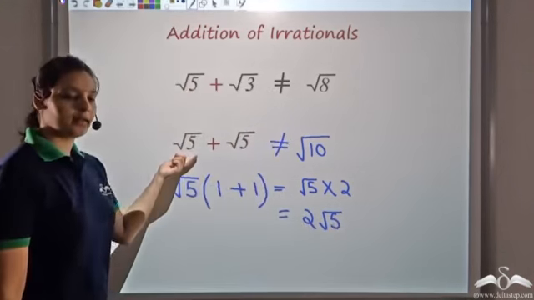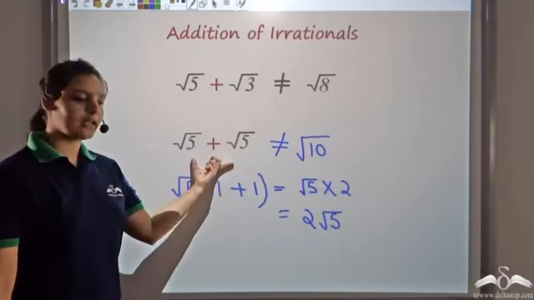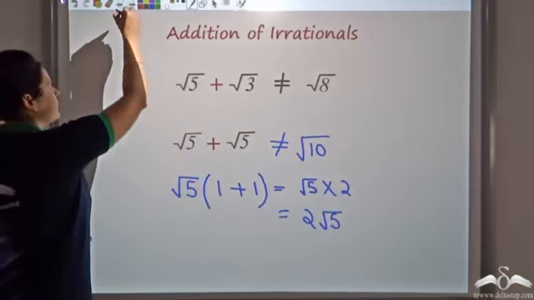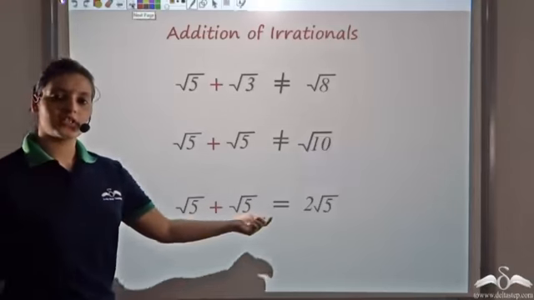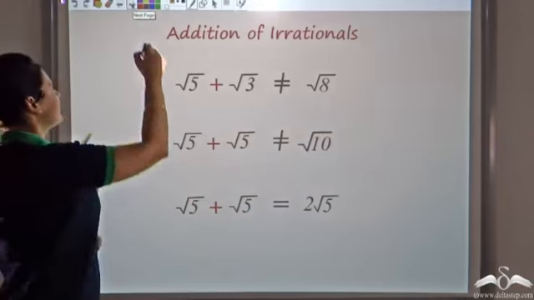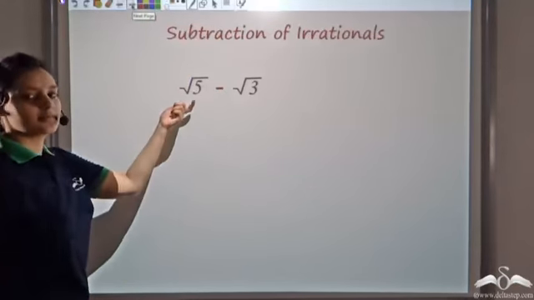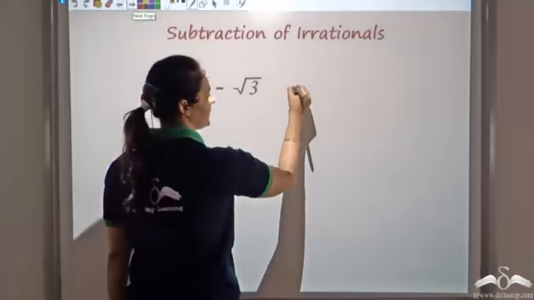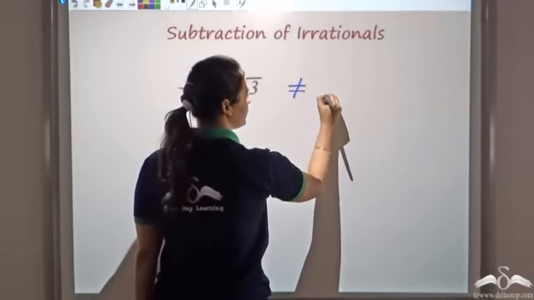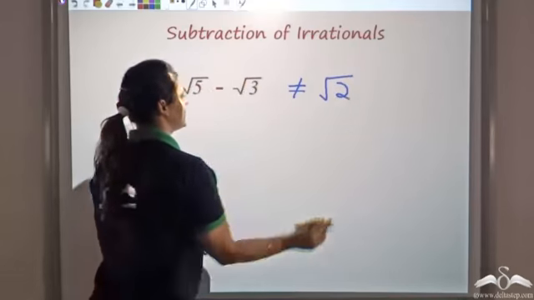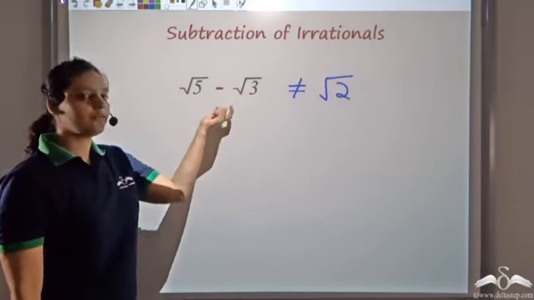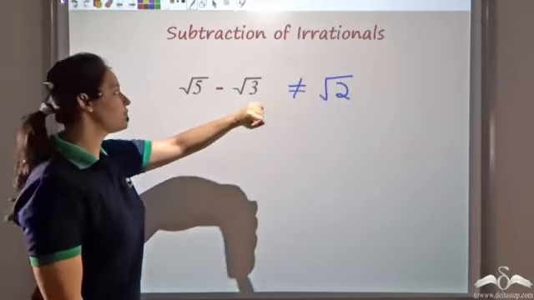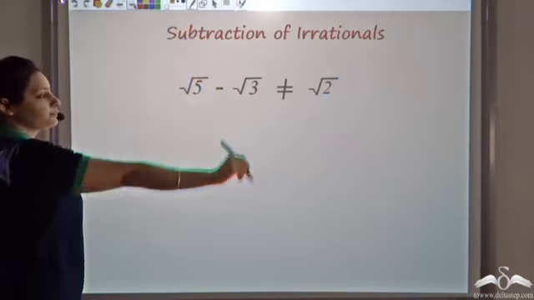So this is what I get. Under root 5 added 2 times is 2 times under root 5, which is 2 into root 5. So this is what we get. Now let's see whether we can subtract irrationals. Subtraction of two irrational numbers, again, does not work like integers. So this would not be equal to under root 2, that is, subtracting 3 from 5, which gives me 2. This is not equal to under root 2. So this is for sure.